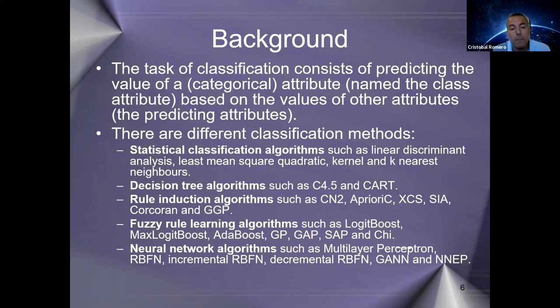Then logic boost, max logic boost, ada boost, and others. And also neural network algorithms, which are the old version of the current deep learning algorithms, such as multi-layer perceptron, RBFN, incremental and decremental RBFN, and so on. So we are going to apply all these algorithms to the 7 courses, 3 data sets from each of the 7 courses.